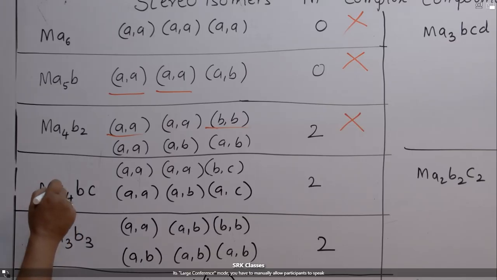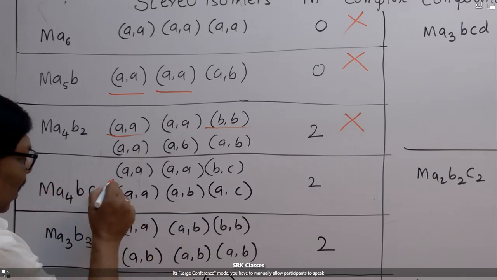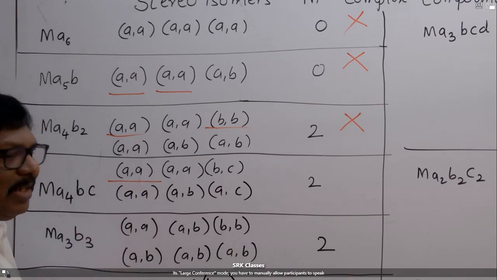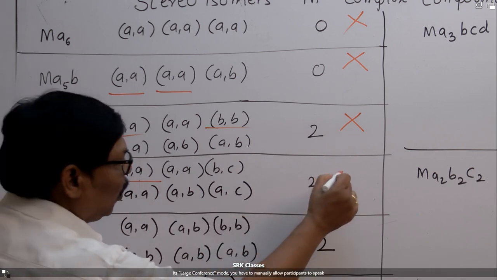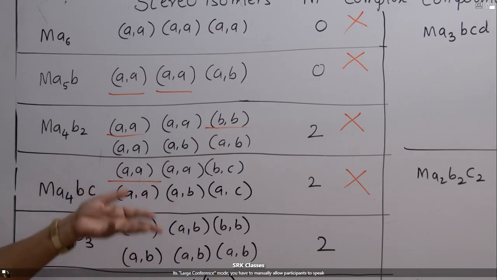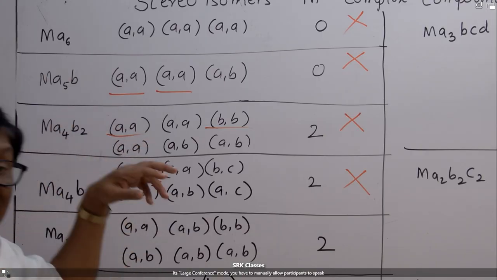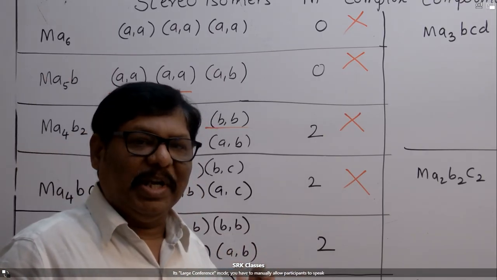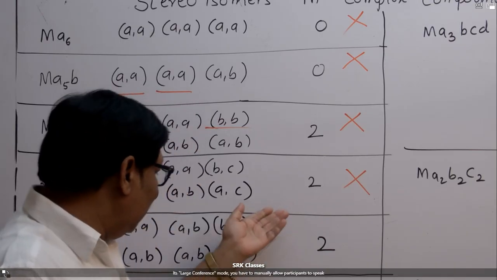Now we'll go for the fourth combination. In the fourth combination also, unfortunately, the first two ligands are identical. A and A is identical. Even in the second one also, A and A is identical. Therefore, both the compounds are optically inactive compounds. See, it is very simple. You are not writing the structural formula of the compound. Still, you are able to find out the optical isomerism in complex compounds. Now look at the next one.